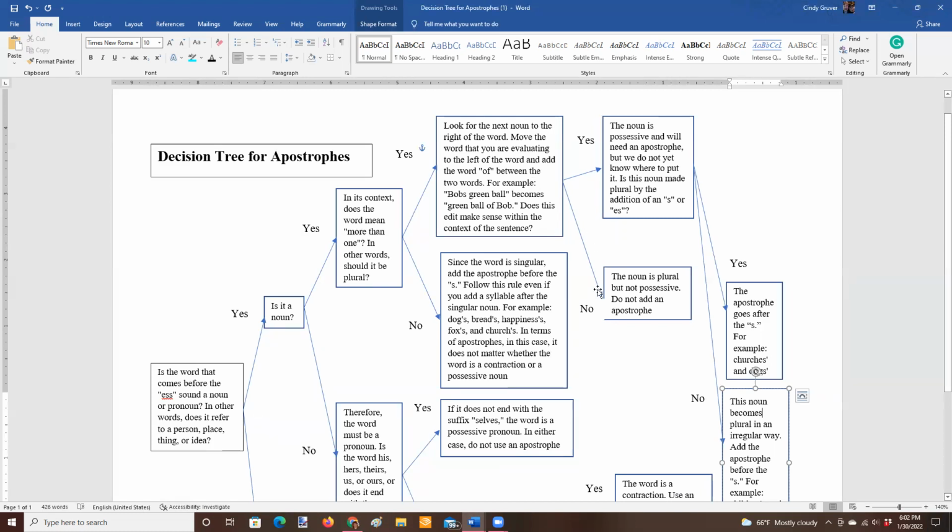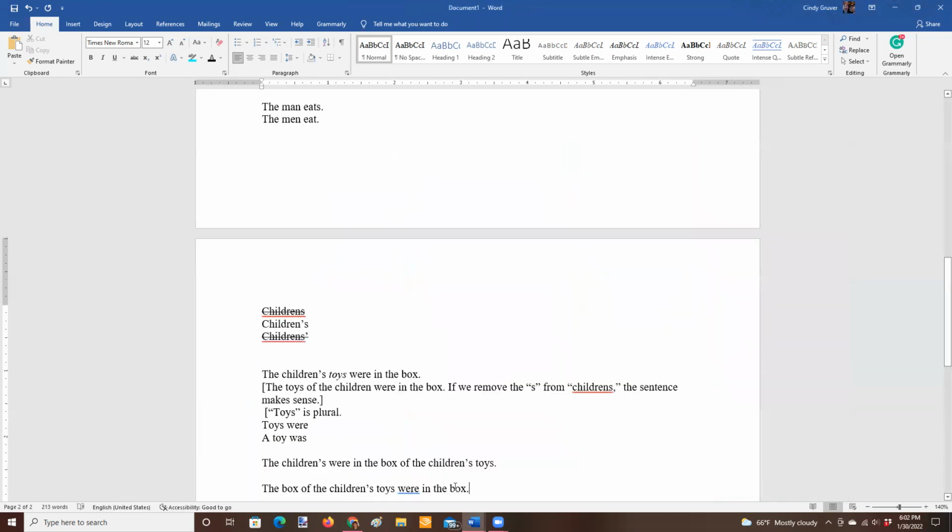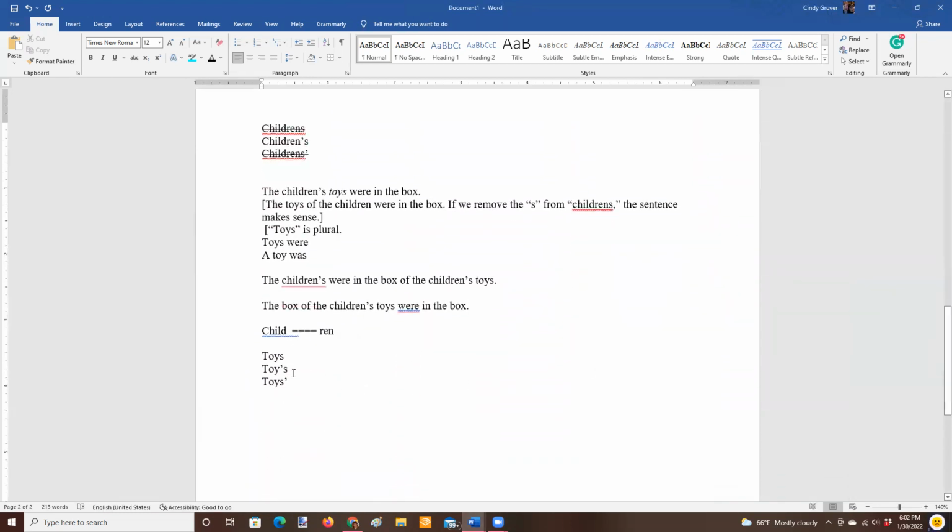So we've got to go to no. The noun, in this case toys, is plural but not possessive. So we shouldn't add an apostrophe. So our right choice here is the first one, the one without an apostrophe.